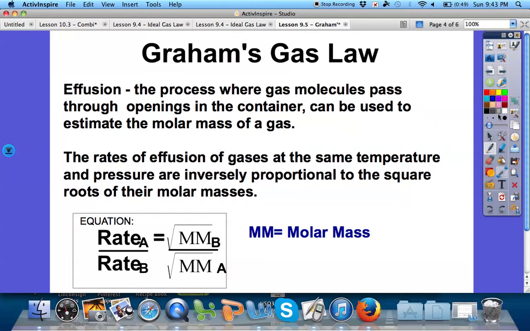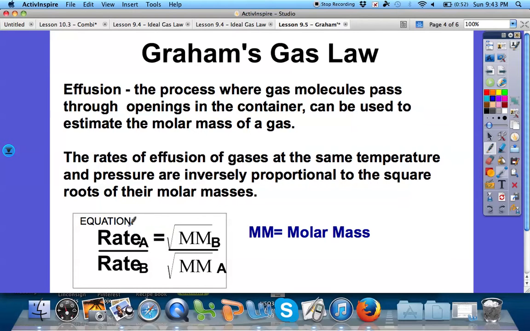So the other gas law that we need to talk about is Graham's gas law. And Graham's gas law has to do with effusion. Effusion is the process where gas molecules pass through openings in a container and can be used to estimate the molar mass of a gas. So the rates of effusion of gases at the same temperature and pressure are inversely proportional to the square root of their molar masses.